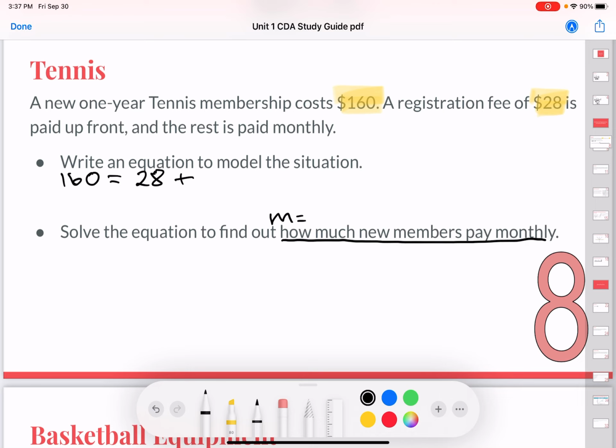And then here's the tricky part. I have M, how much they pay monthly. And you kind of have to read into this question and what it's asking, because the temptation would be, okay, 160 equals 28 plus M, because that's the recurring cost. But how often are they paying M dollars? And the answer is 12 times, because it's a 1-year membership paid monthly. And I know that there's 12 months in a year.